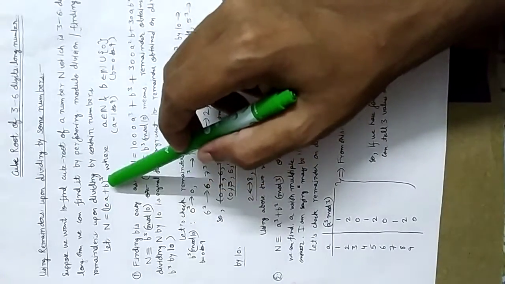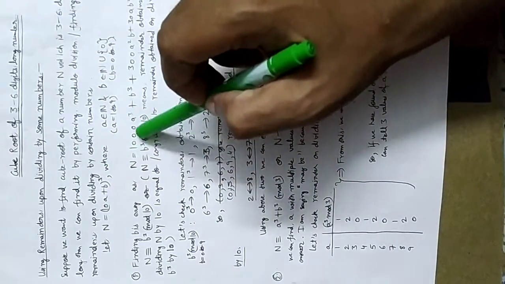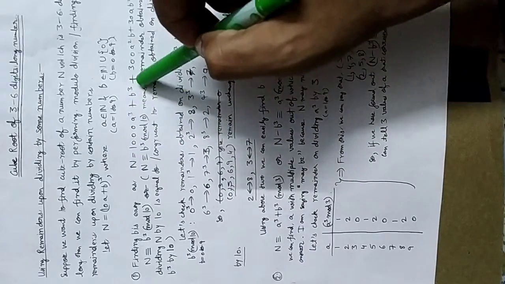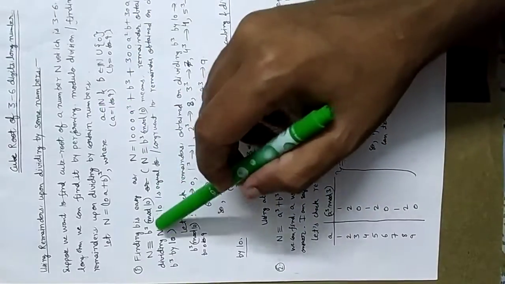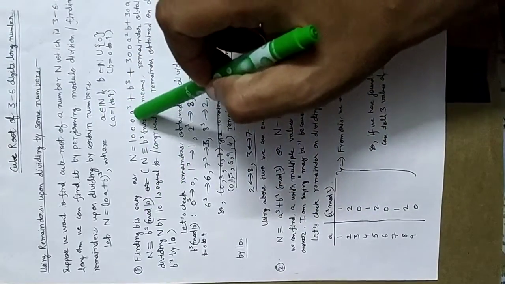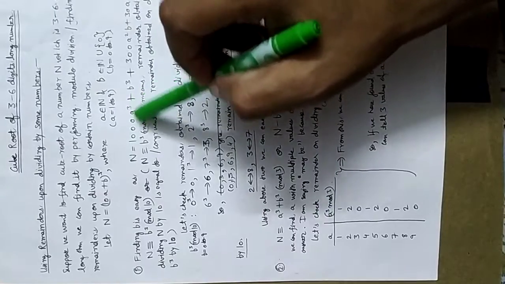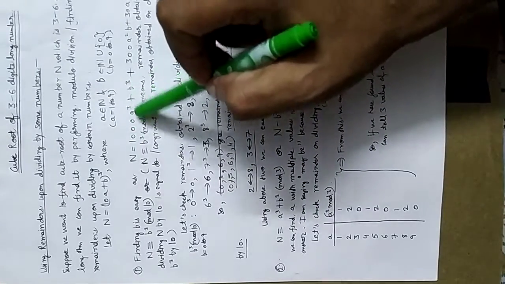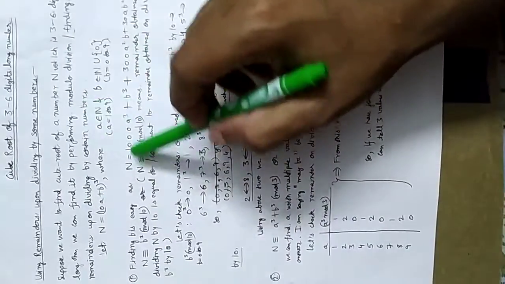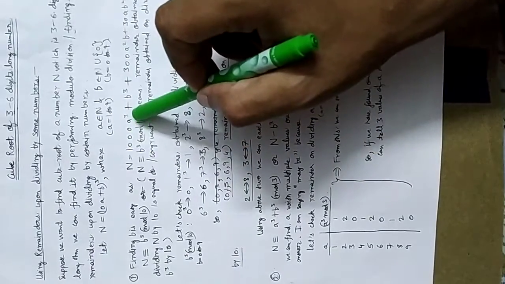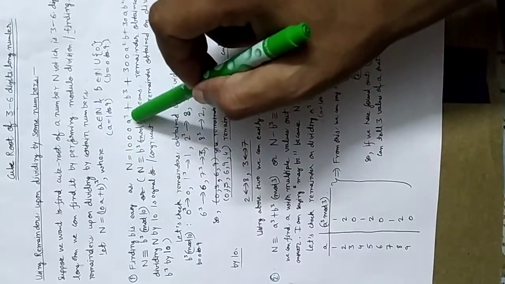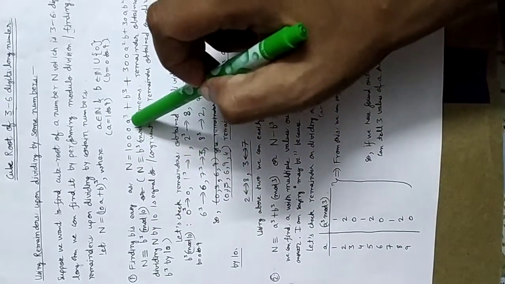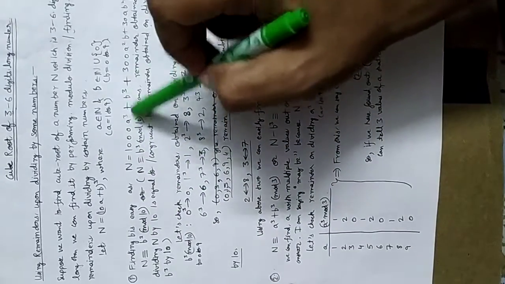If we expand (10a plus b) cube, we get n is equal to 1000a cube plus b cube plus 300a square b plus 30a b square. If we do modulo division by 10 on the RHS of this equation, we get n is congruent to b cube mod 10.